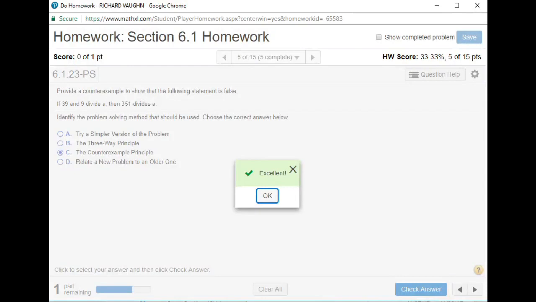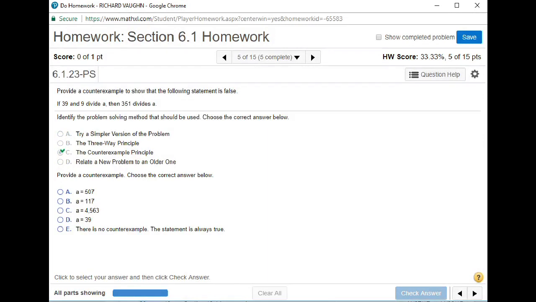Okay, so first they ask us about the problem-solving method that should be used. This is the counterexample principle. And then we have 39 and 9 divide A, then 351 divides A. So what we're going to do is take 39, which is 3 times 13, and multiply by an extra 3. So that would be 3 squared times 13, which gives us 117.